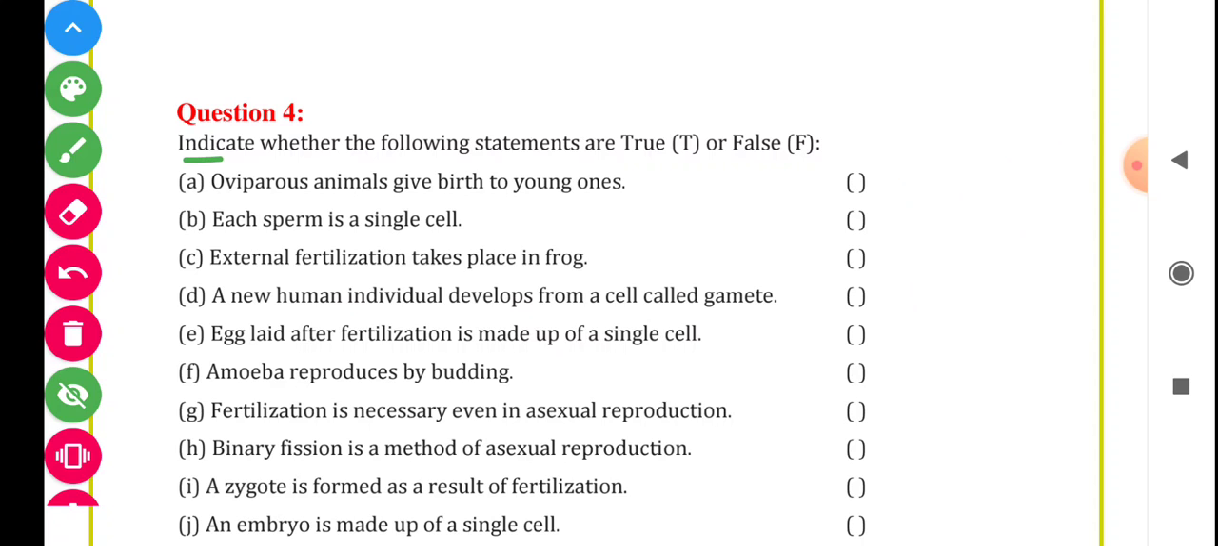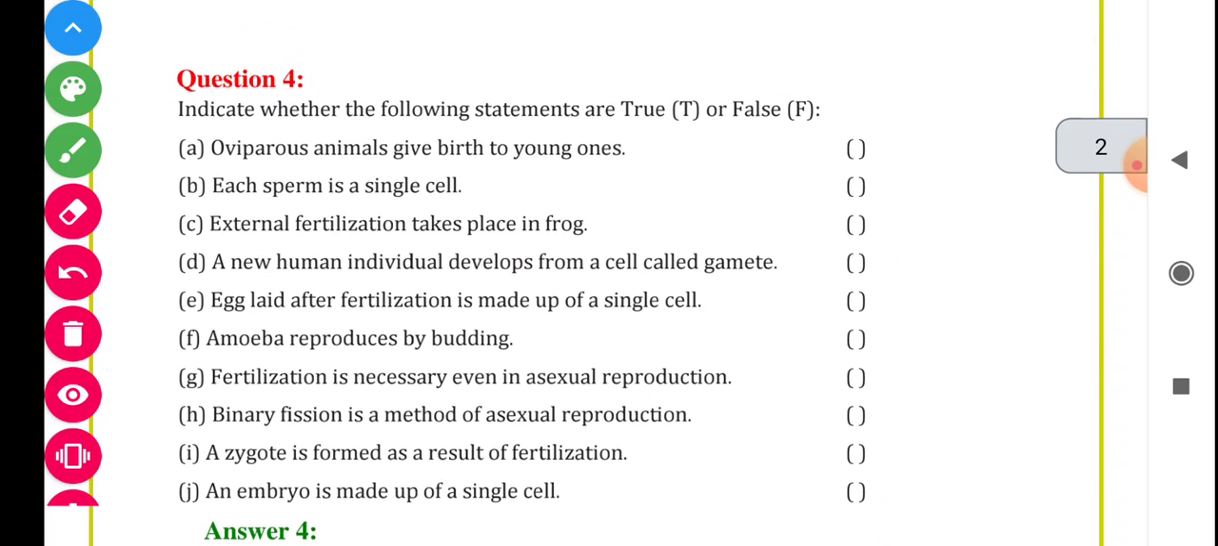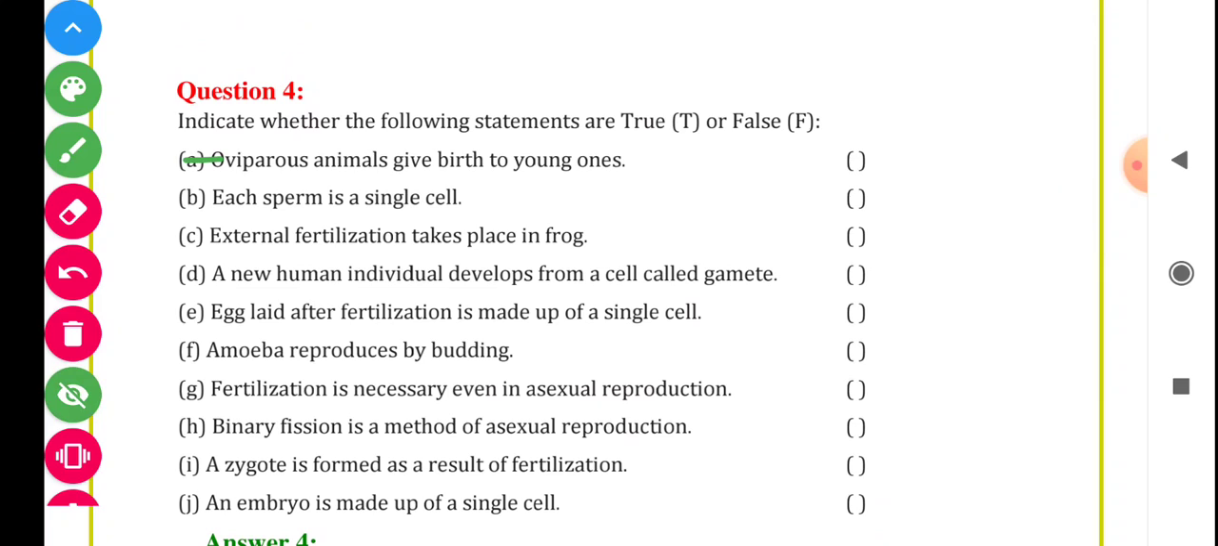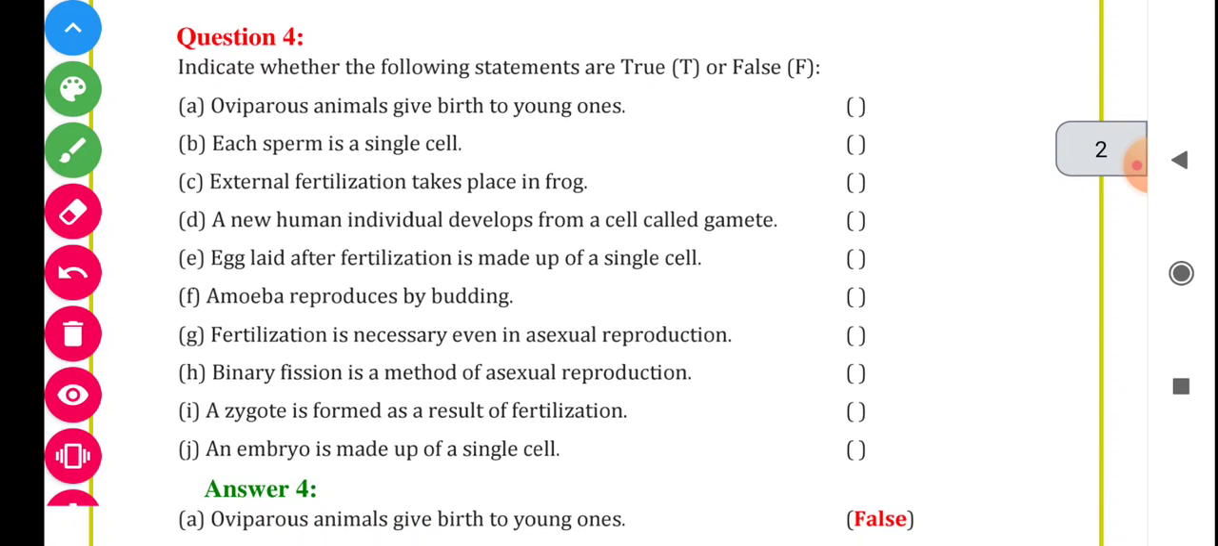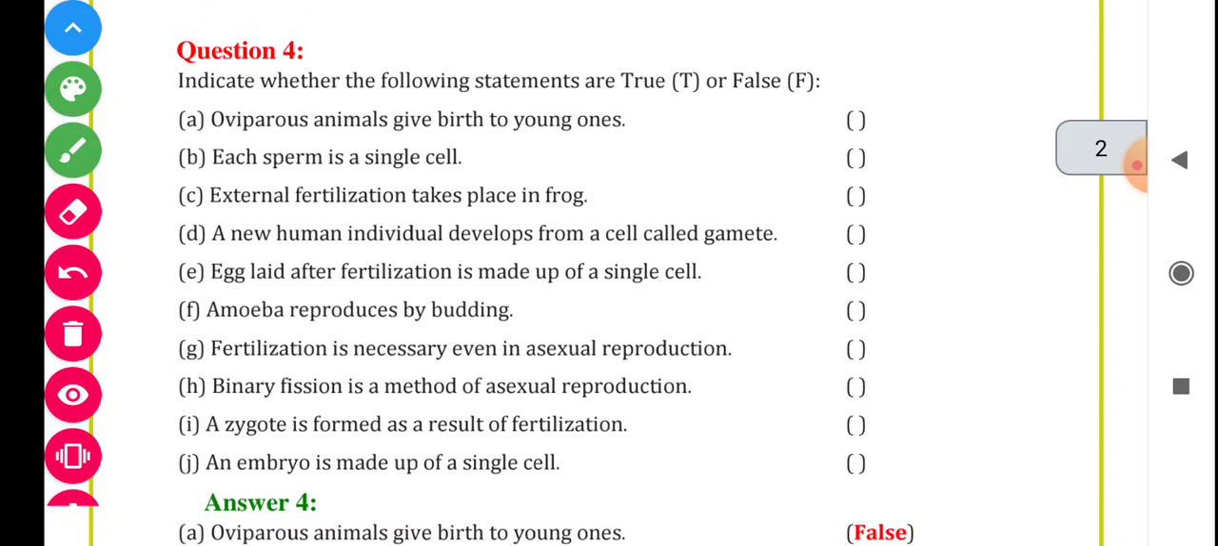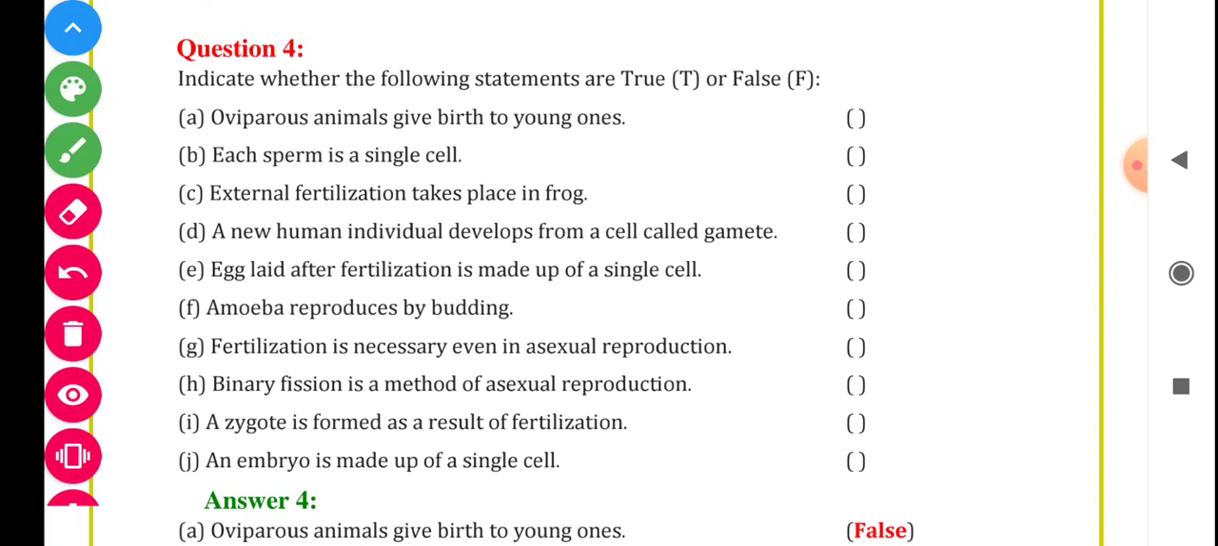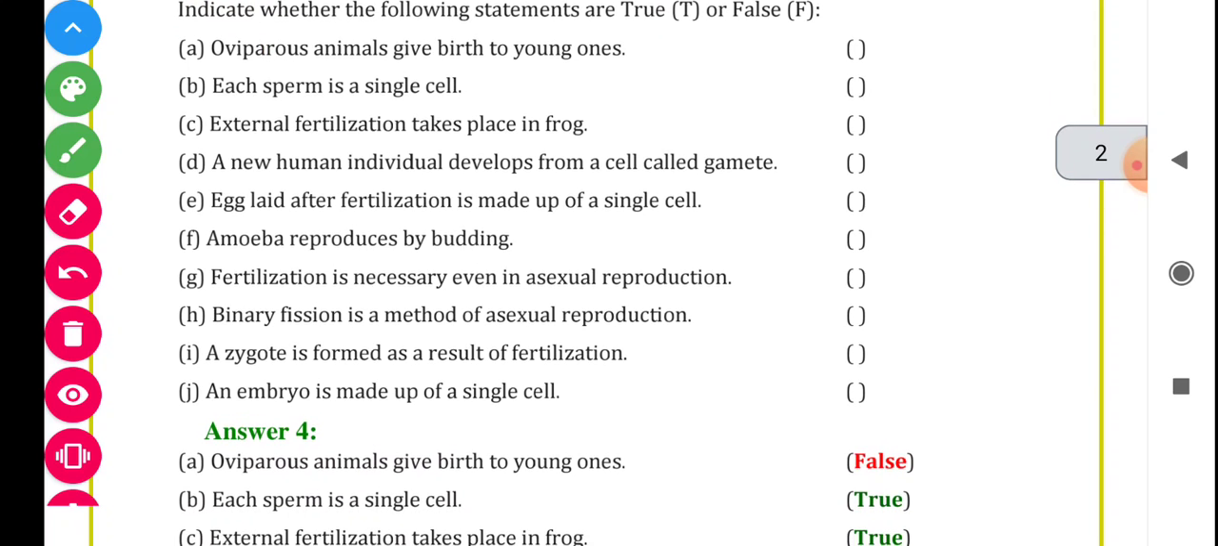A. Oviparous animals give birth to young ones. What is the answer? It is false, because viviparous animals give birth to the young ones while the oviparous lay the eggs. Each sperm is a single cell. It is true. It is only a single cell. Third, external fertilization takes place inside the frog. It is a true statement.